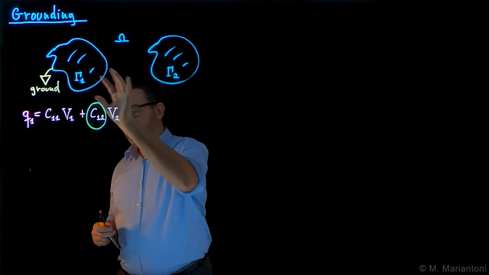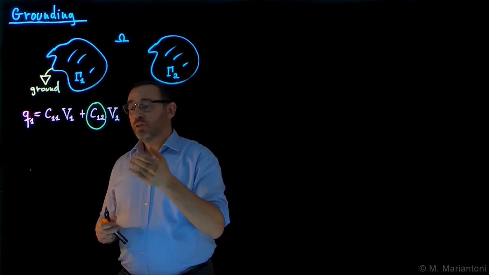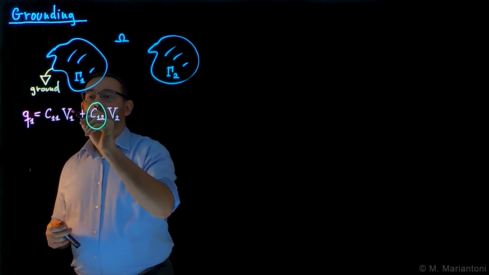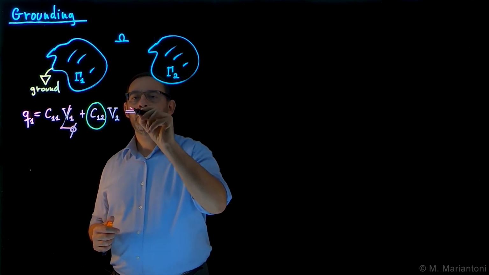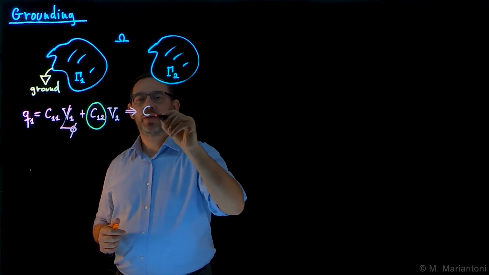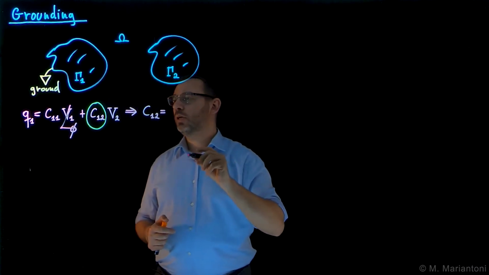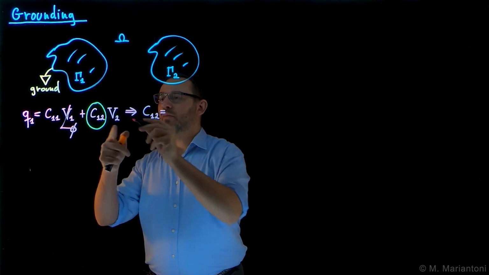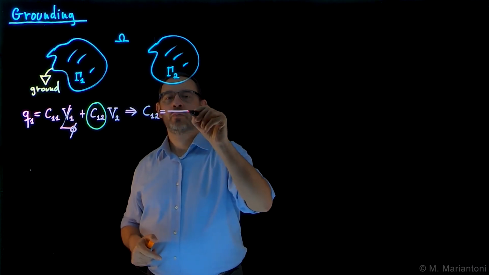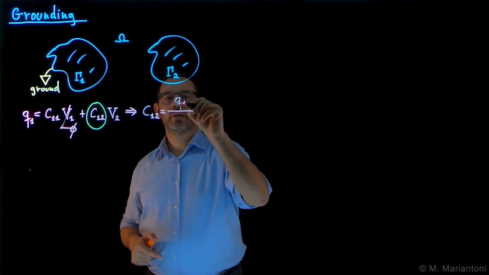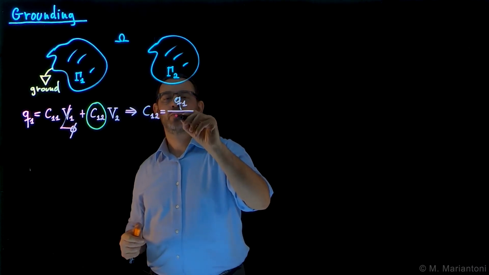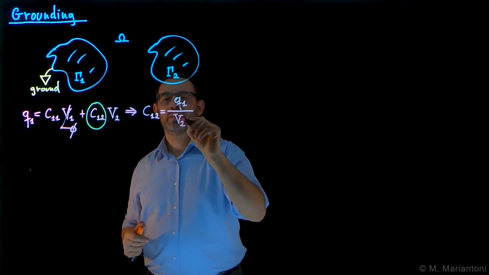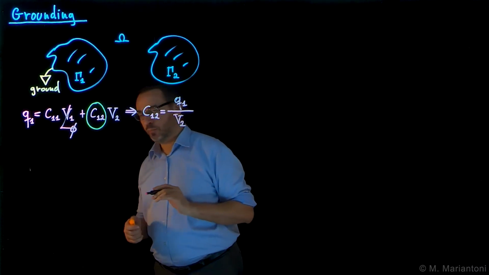So we need to ground capital Gamma 1, which allows us to set V1 to 0. By doing so, operatively, that is experimentally, we can find C12 as Q1 divided by V2. And you see I've chosen a more complicated one, the cross capacitance, because I have Q1 divided by V2. Similar for all the other capacitances.